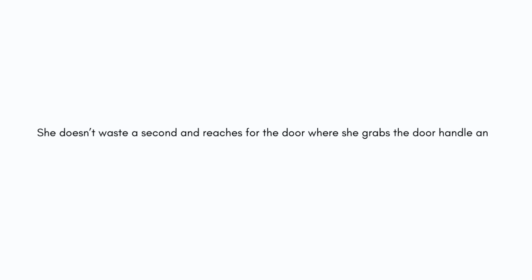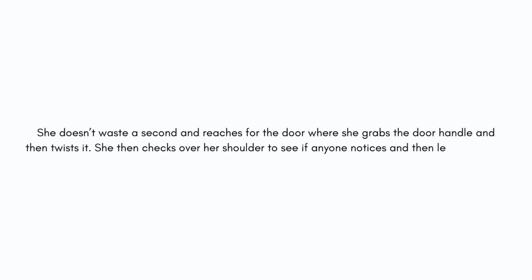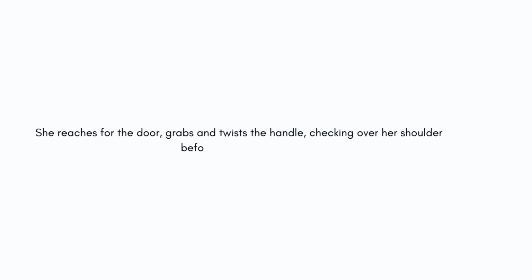So the general rule when it comes to writing action lines, and I did not invent this, I cannot remember where I first heard it, is that the amount of time it takes to describe your action line in a sentence should be equivalent to the amount of time it takes to visually represent what you had originally written down. So, for example, "She doesn't waste a second and reaches for the door, where she grabs the door handle and then twists it. She then checks over her shoulder to see if anyone notices and then leaps outside." That's very long. It could be written as, "She reaches for the door, grabs and twists the handle, checking over her shoulder before leaping outside."